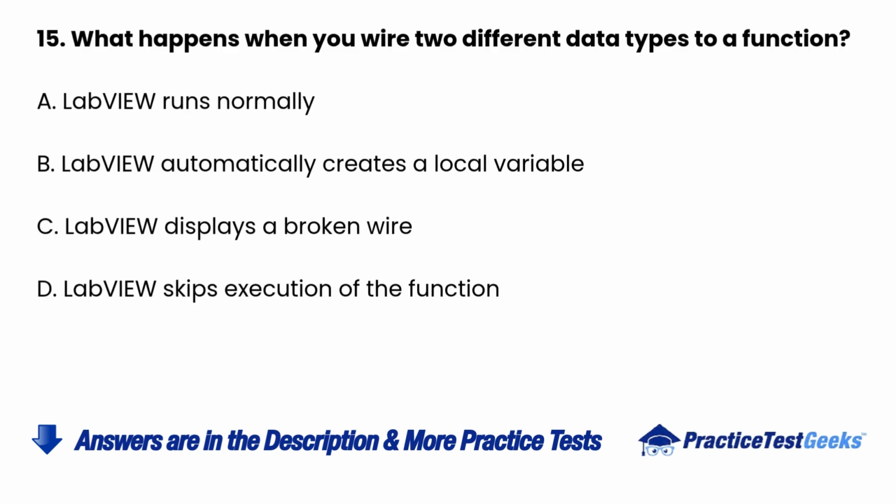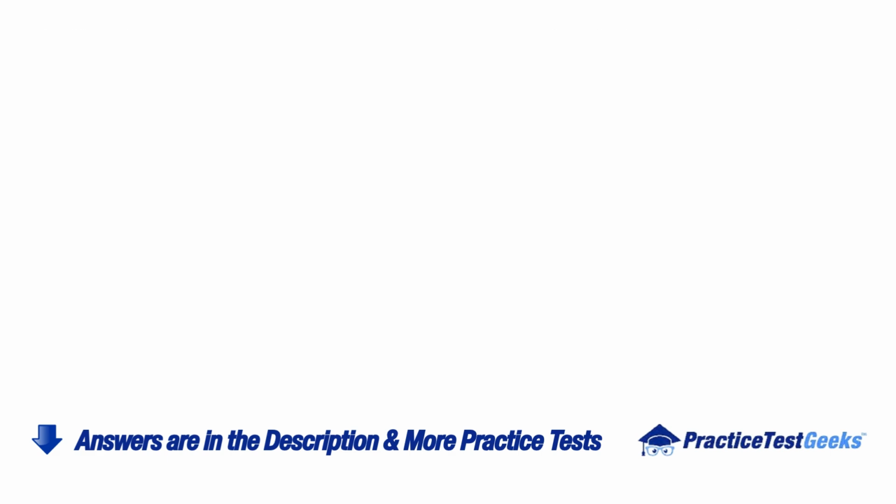15. What happens when you wire two different data types to a function? A. LabVIEW runs normally. B. LabVIEW automatically creates a local variable. C. LabVIEW displays a broken wire. D. LabVIEW skips execution of the function.